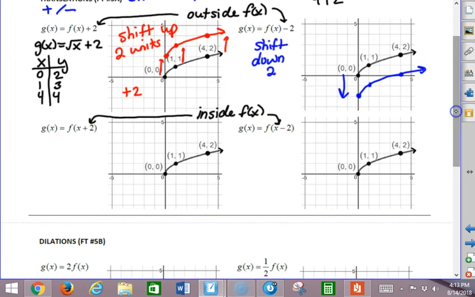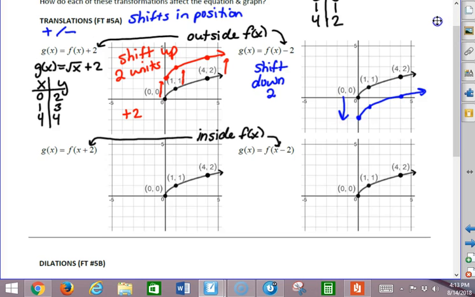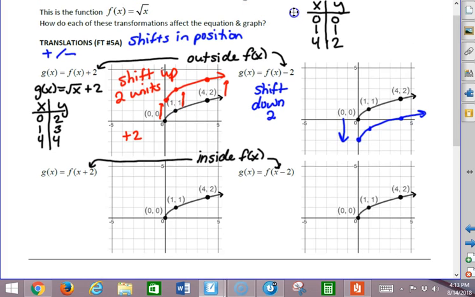Now let's take a look at what happens when we add 2 or subtract 2 inside the function. Now this is a little trickier. So if we think about taking our, well, first of all, let's see what it looks like when we apply the definition of our function, which is that f of x is the square root of x.